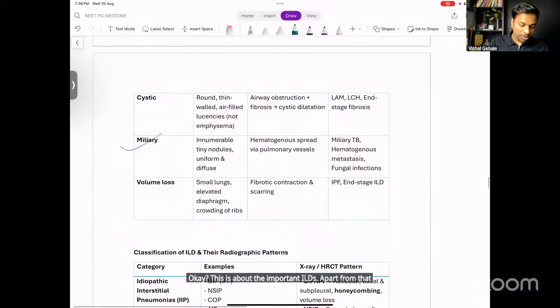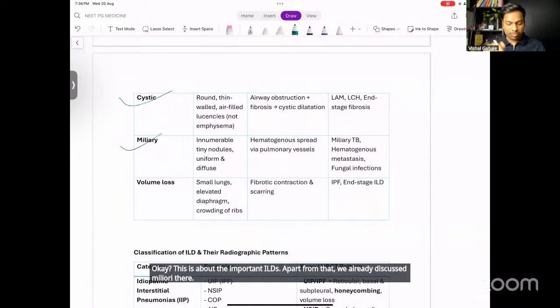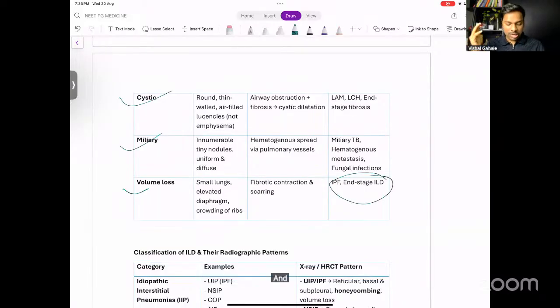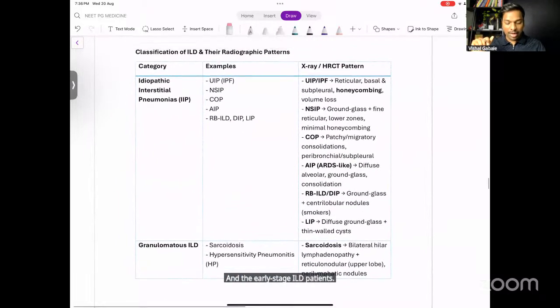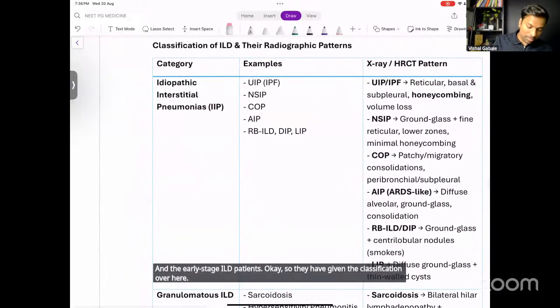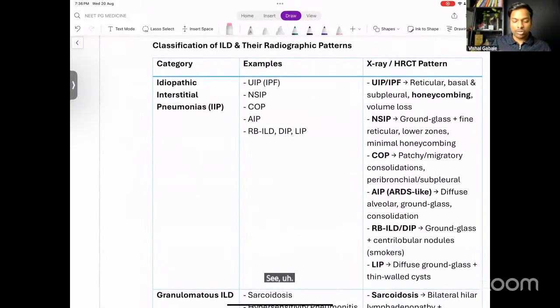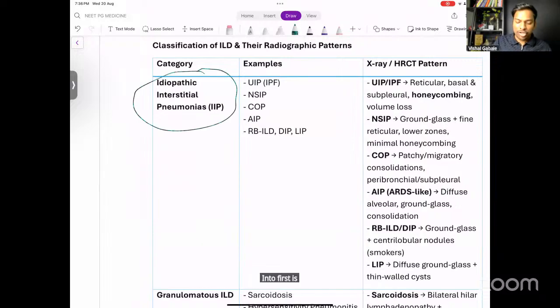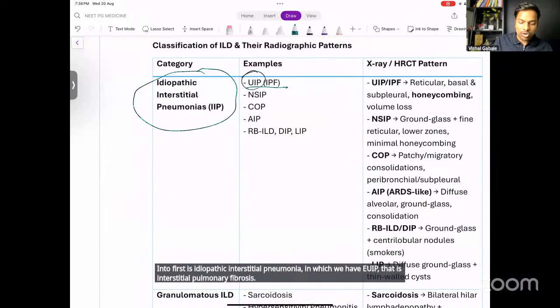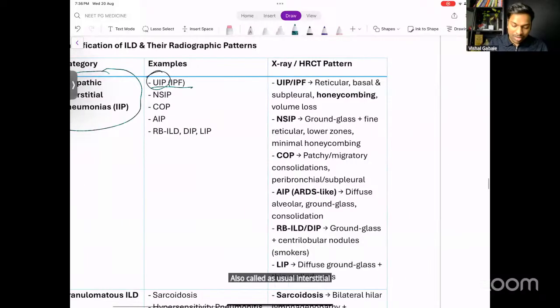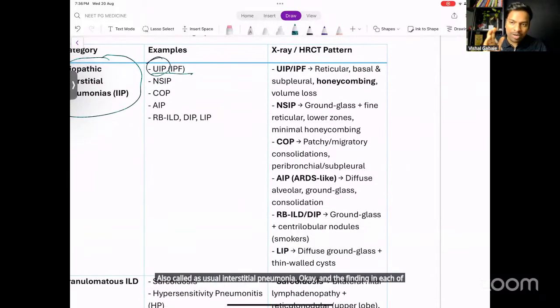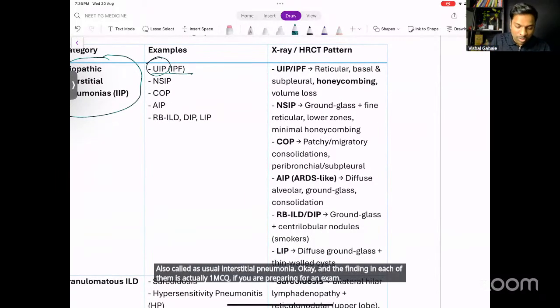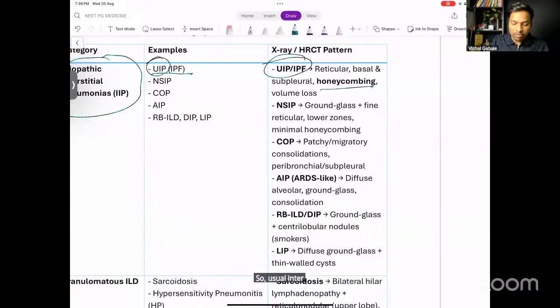Apart from that, we already discussed miliary, cystic can be there in some patients, and volume loss can also be there in IPF and early-stage ILD patients. So they have given the classification over here. ILD is classified on the basis of radiological finding, first into idiopathic interstitial pneumonia, in which we have UIP, that is idiopathic pulmonary fibrosis, also called usual interstitial pneumonia. The finding in each of them is one MCQ if you are preparing for an exam. In usual interstitial pneumonia, honeycombing will be there.